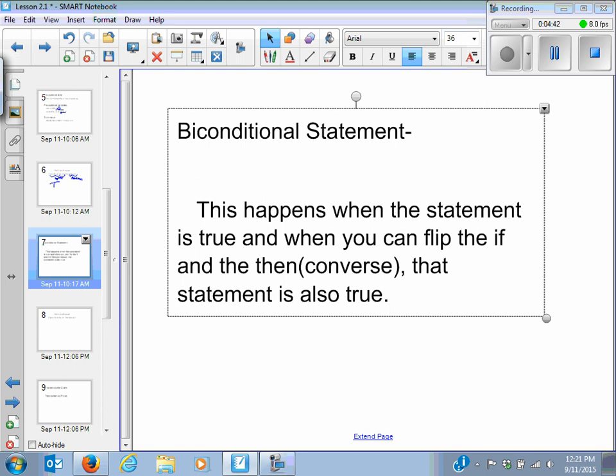Okay, I'm kind of jumping ahead. Sometimes we want to just get some stuff defined so we understand it. We might use this later on. They're going to introduce it, I think, a little bit later. I just wanted to introduce it now. These are called biconditional statements.